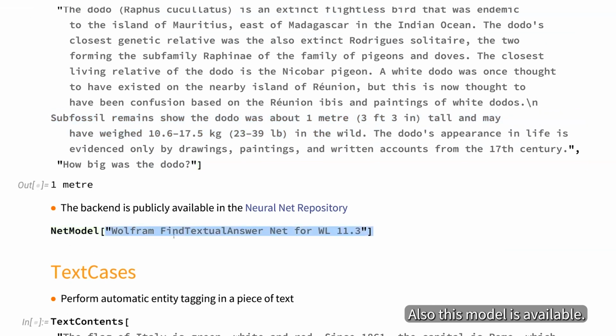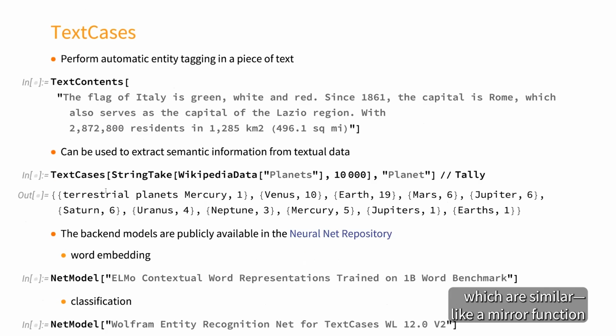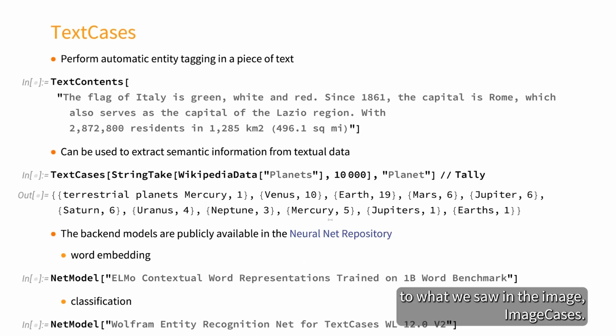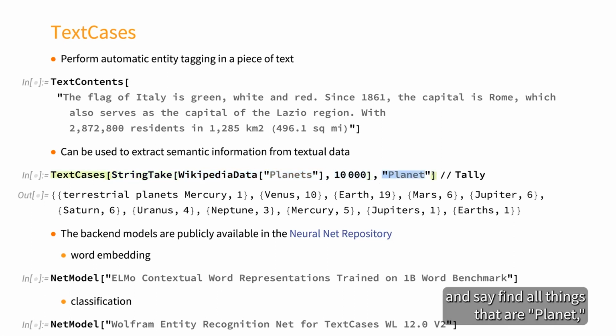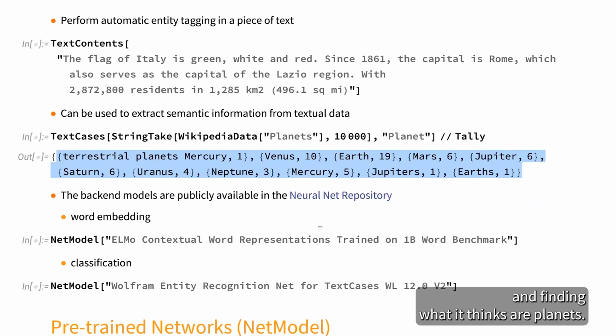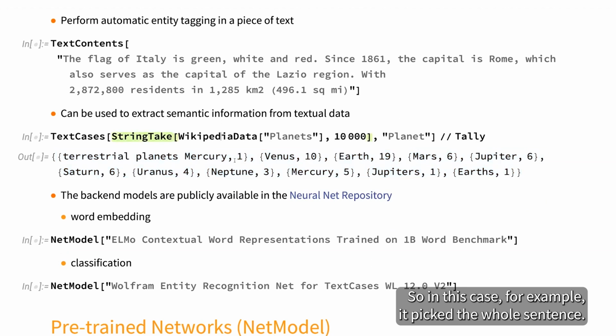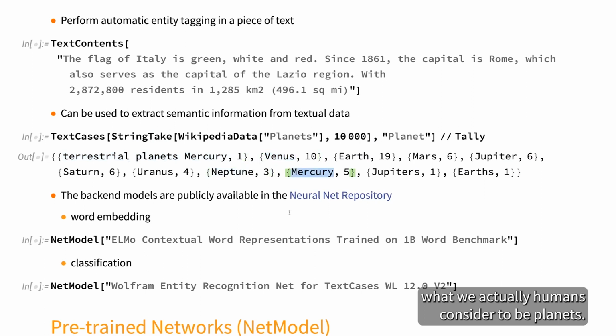This model is also available. We have text content, text cases, which are similar, a kind of mirror function to what we saw in the image case. For example, here I can take the Wikipedia page for planets, the first 10,000 characters, and say, find all things that are planets. I just give a type here, and this goes through the string and finds what it thinks is a planet. In this case, for example, it picked the whole sentence. In most cases, it just picks what we humans actually consider to be planets.